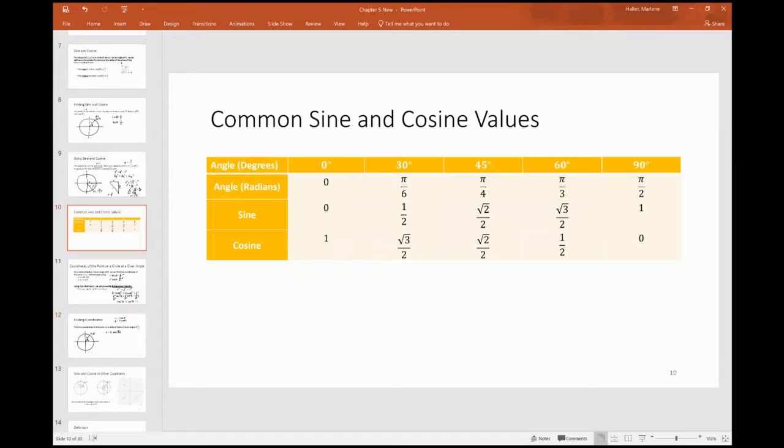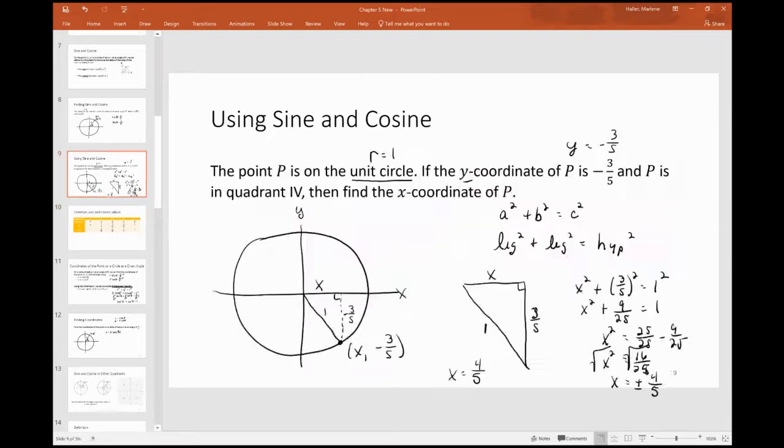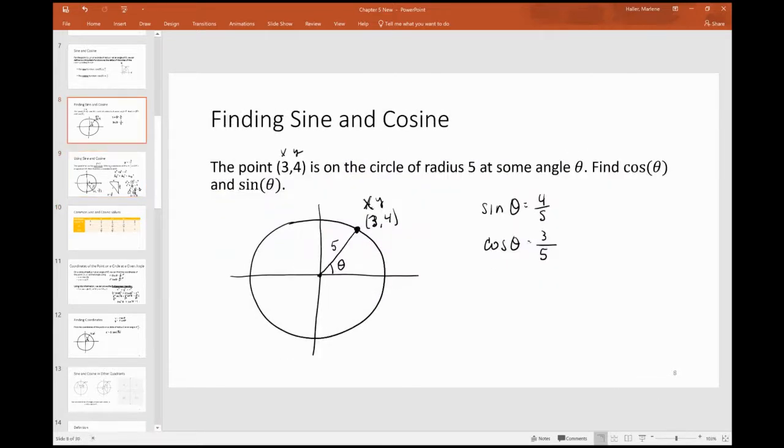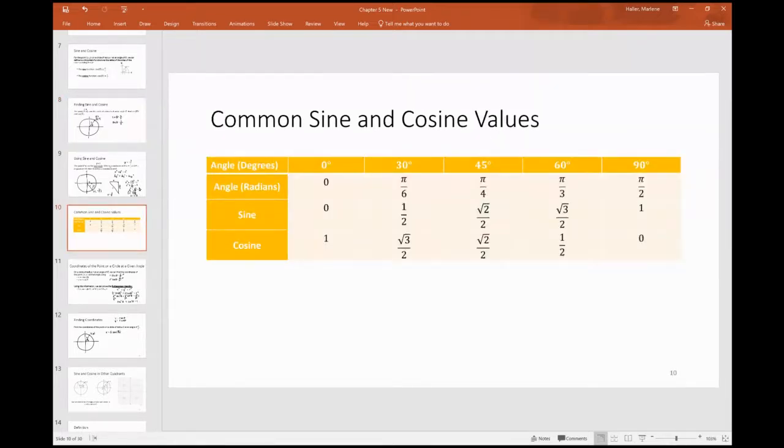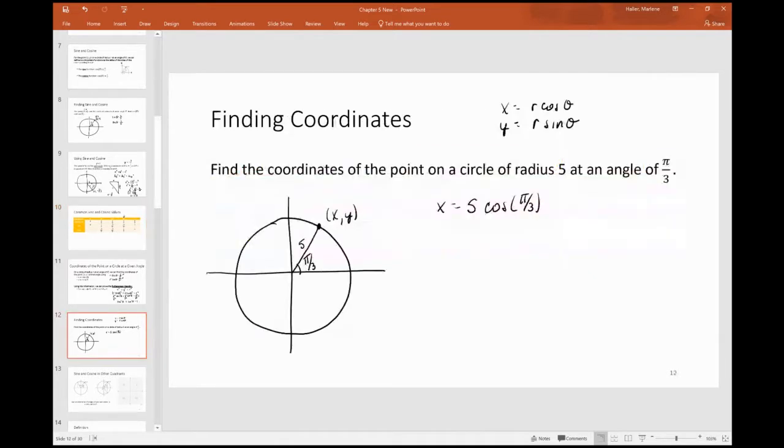Let's go back and look at some of these common values that were calculated in this table for us, based on the definition of the sine and the cosine. All right. Well, pi over 3 is right here, 60 degrees. We can see that the sine, that ratio, is square root of 3 over 2, and the cosine is 1/2. So cosine is 1/2, so x is then going to be 5 times 1/2, or 5/2.